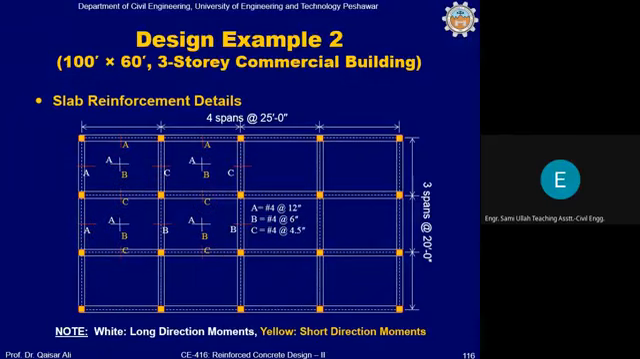Clear? Now, if we draw a section on this slab, section AA, how will it look like?